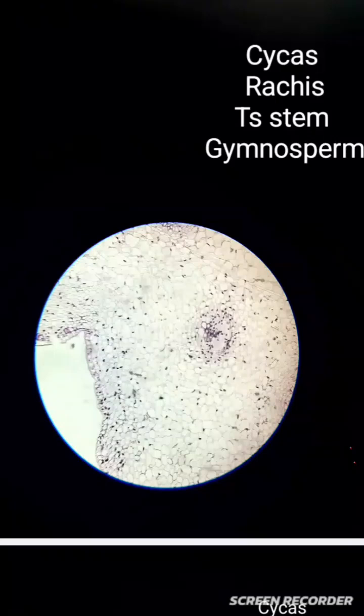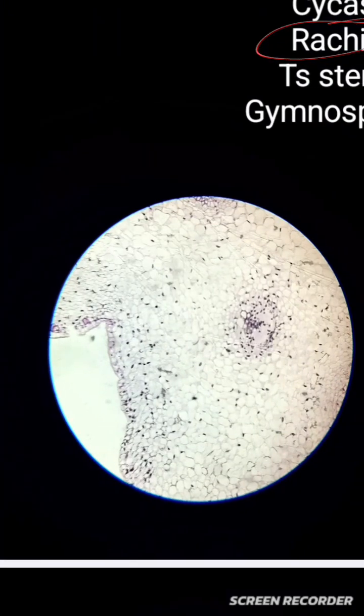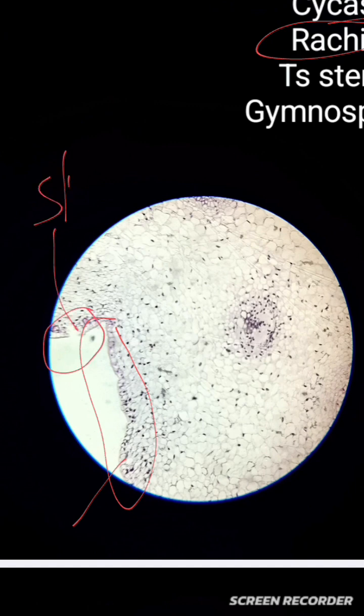Today we are going to discuss the transverse sections of Cycas for our botany practical. So in the very first, that is transverse section of rachis. When we see the transverse section of rachis, the very first layer is the outermost, that is epiblema. We also call the outermost layer epidermis. This layer has the interruptions of stomata.